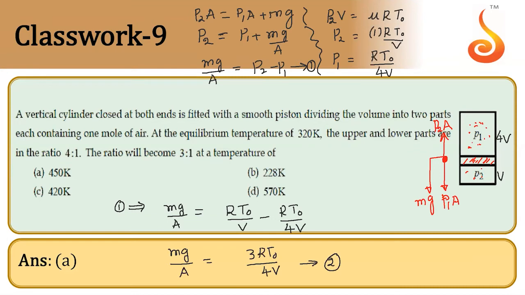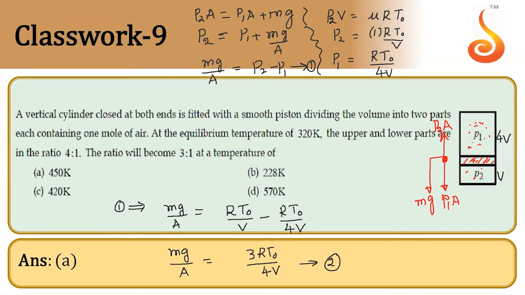So P2 will exert an upward force on the piston, that is P2A. P1 will exert a downward force on the piston, that is P1 into A. Now mg will be acting downward. So initially, if you account for equilibrium of the piston, this is what you get. First copy this equation number 2 and equation number 3.